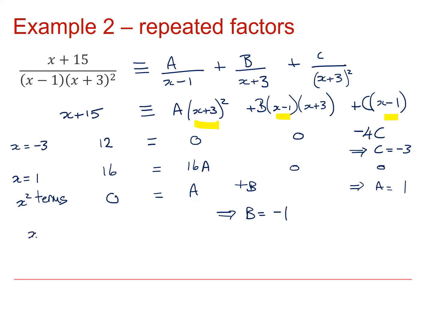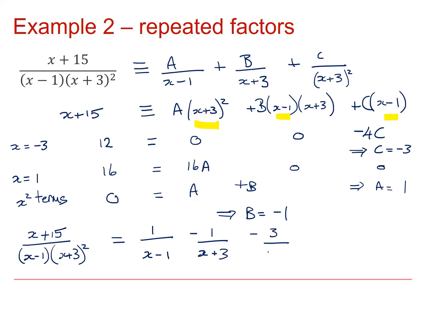So my partial fractions for x plus 15 over x minus 1, x plus 3 all squared is going to be a, which is 1, over x minus 1, plus b, so that's going to be minus 1 over x plus 3, plus c, which is going to be minus 3 over x plus 3 all squared.